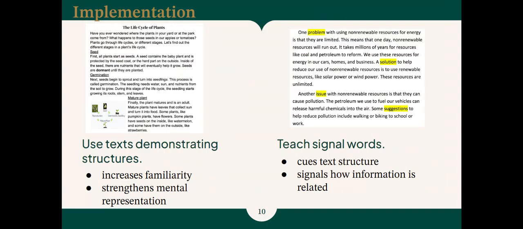How can we use those visuals and signal words in our implementation? Here are the major steps and recommendations from the research. The first part is to make sure you are using texts that demonstrate the structure you are targeting. Authors can have complex writing in our expository texts, so making sure you are intentional about the text you are using to demonstrate each structure is important. This helps increase familiarity of the structure, and it helps strengthen students' mental representation of that structure.